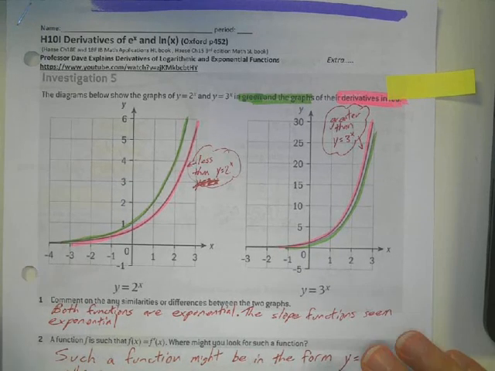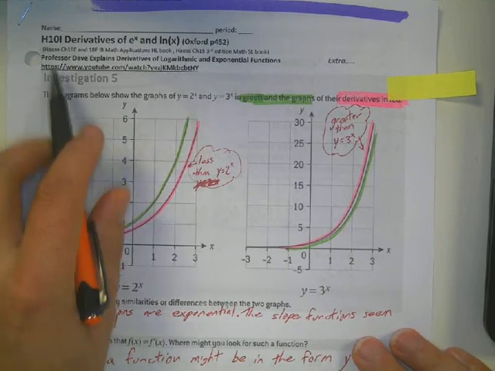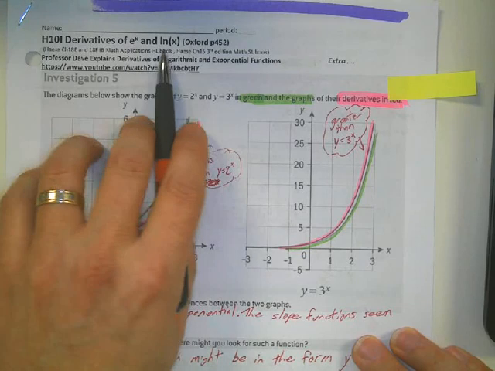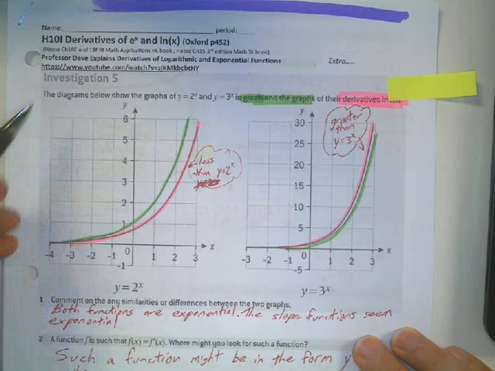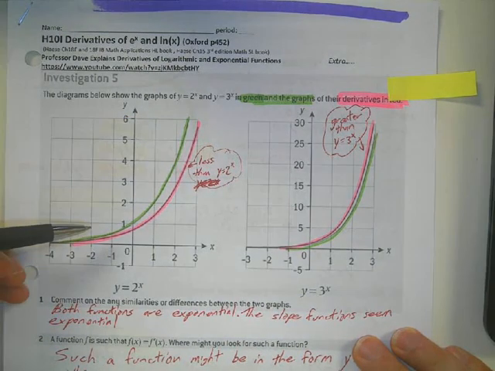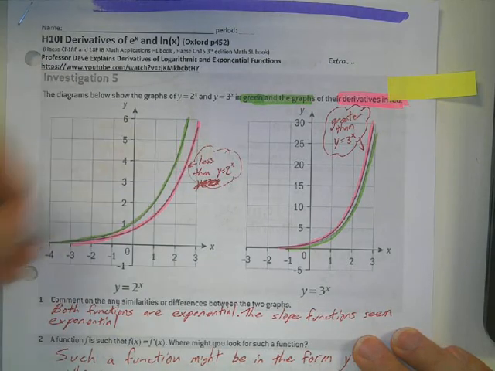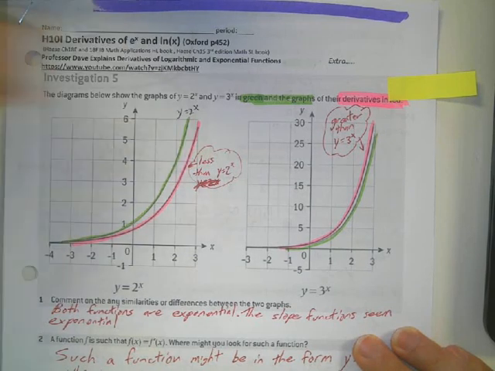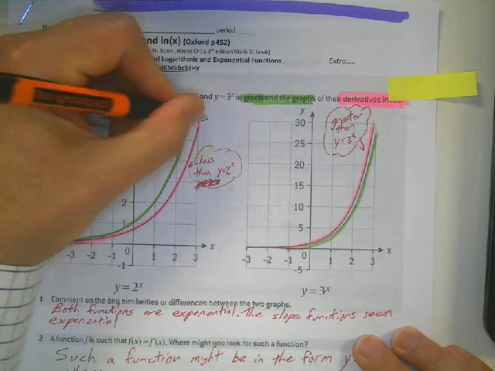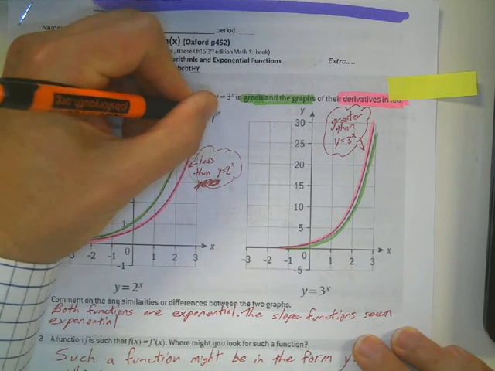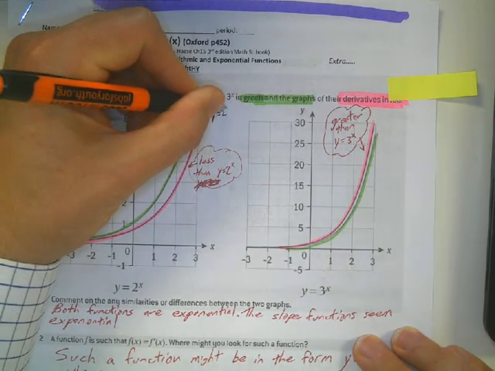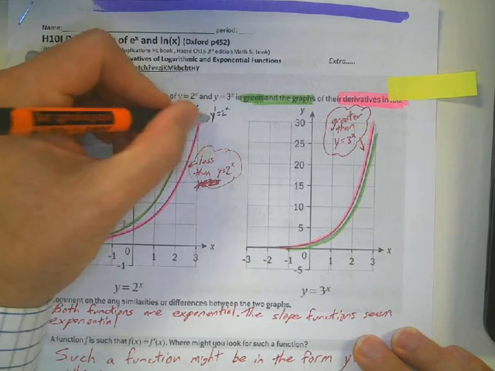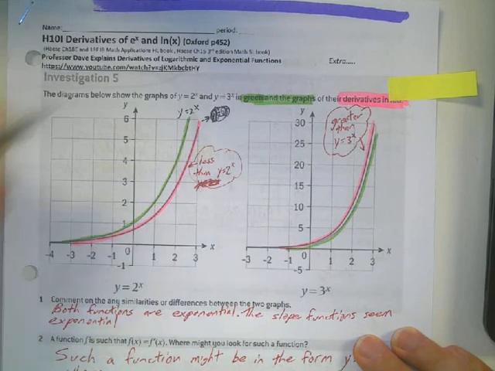Okay, now we're going to talk about H10I, derivatives of e to the x and natural log of x. So we did a Desmos exercise earlier, and this green graph here is y equals 2 to the power of x, and this one here is the derivative of 2 to the power of x. And actually, we don't know that that's the derivative, but this is the derivative of that.